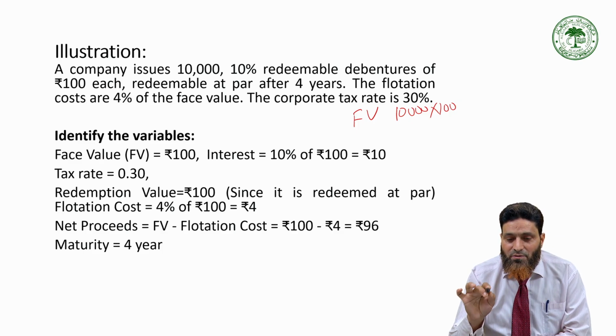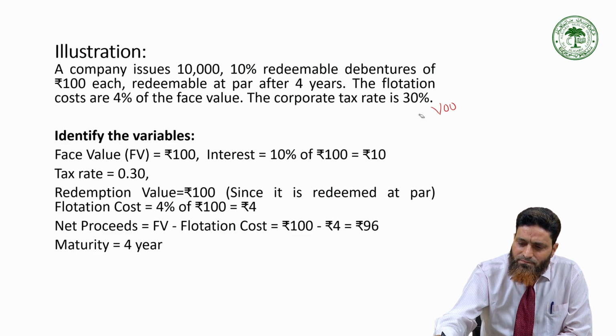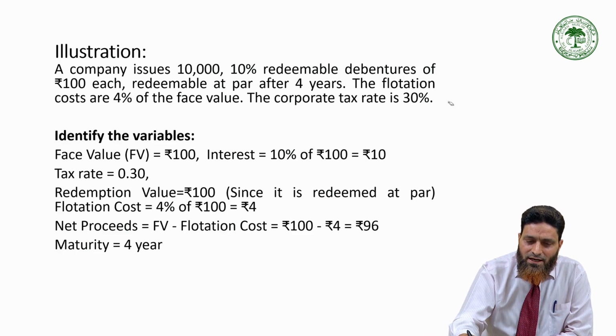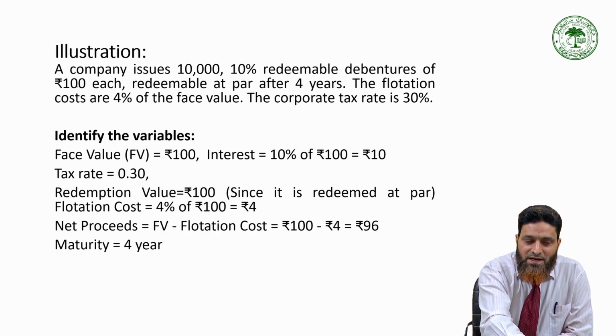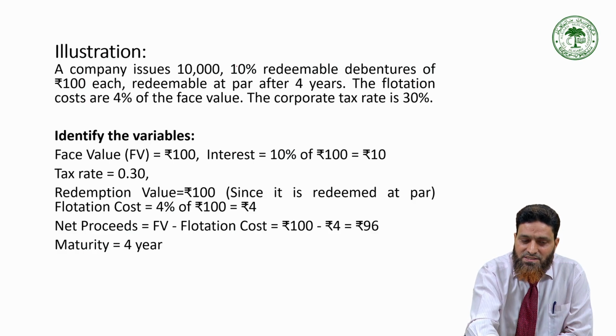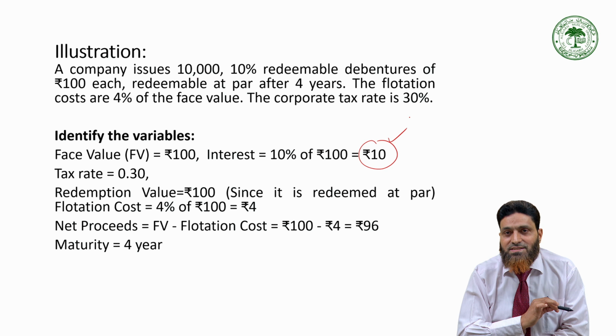10,000 debentures, redeemable debentures. Price of one debenture is 100, or even no need to calculate this thing. Simply you can say how much interest is payable by the company. Price of one debenture is 100, so interest payable is 10%. So interest is rupees 10. First thing you have to understand.